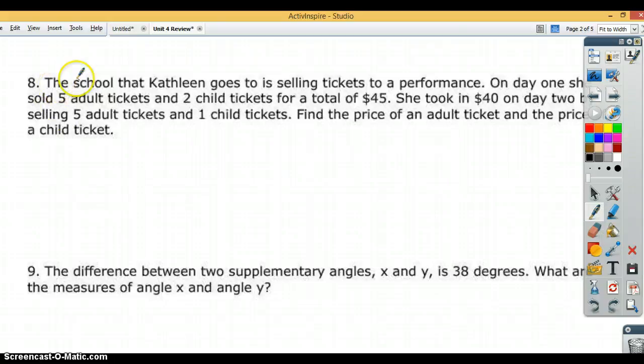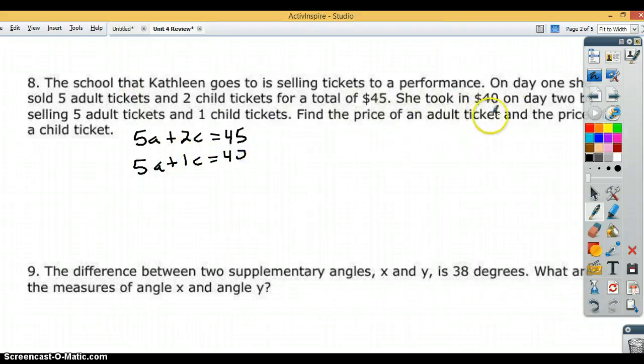Alright, so number 8 says the school that Kathleen goes to is selling tickets to a performance. On one day, she sold 5 adult tickets and 2 child tickets for $45. So 5A plus 2C is equal to 45. Alright, she took $40 on day 2 by selling 5 adult and 1 child. So 5A plus 1C is equal to 40. We want to find the price of an adult ticket and the price of a child ticket. So let's set up our matrix. So 5, 5, 2, 1. Inverse of that, right? Times the 45 and 40.